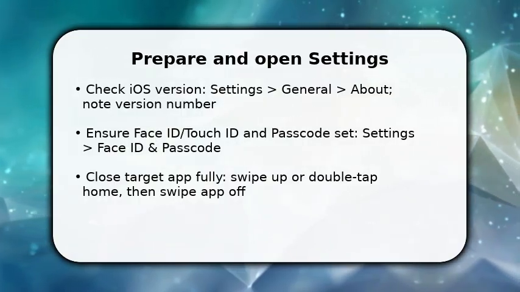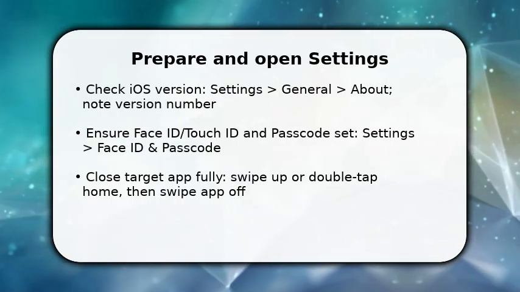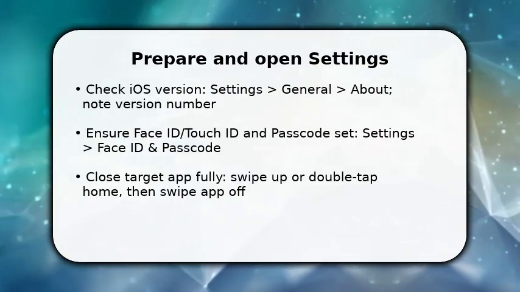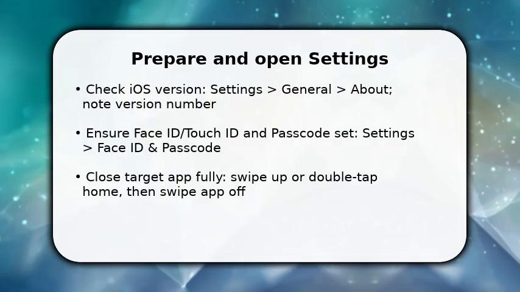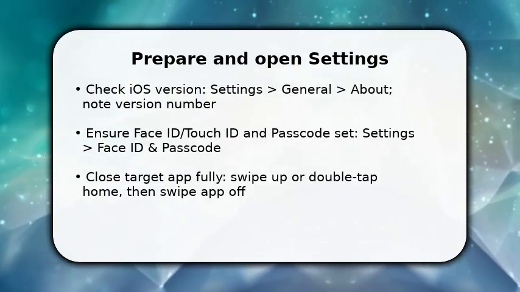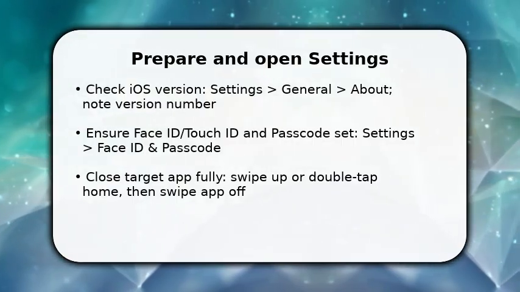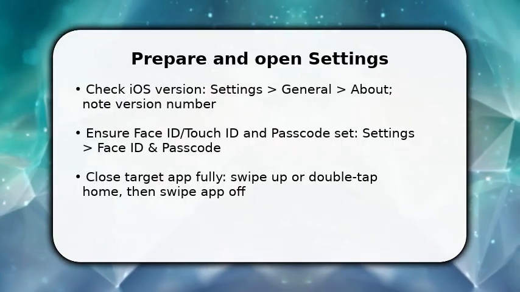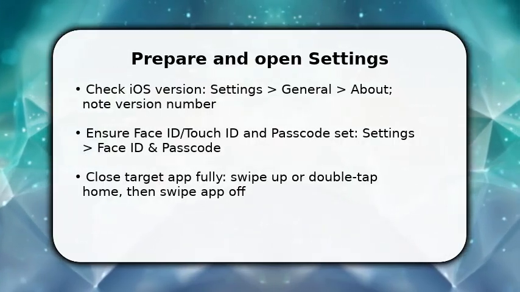Once done, force close the problem app so it restarts cleanly. Make sure you have the app's latest update in the App Store. Updates often resolve permission quirks. Now go to Settings to continue. This prevents wasted steps and prepares the system for changing app lock controls.